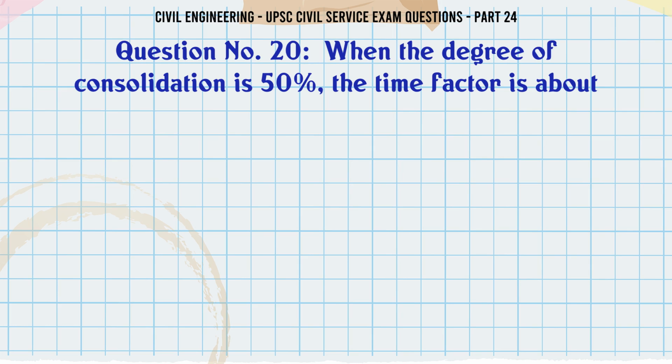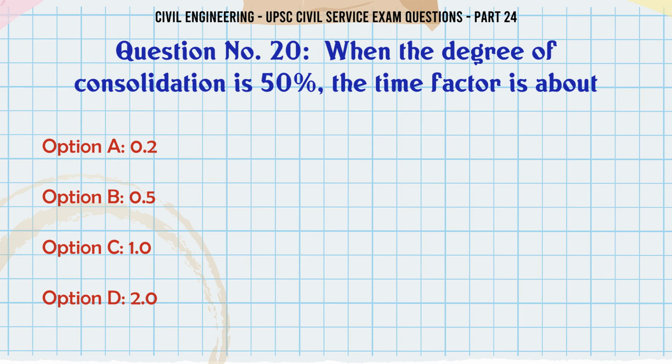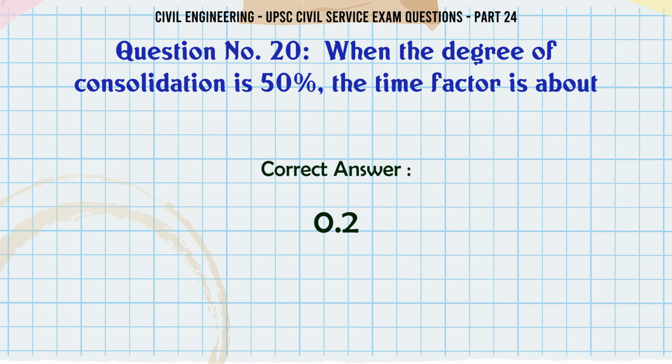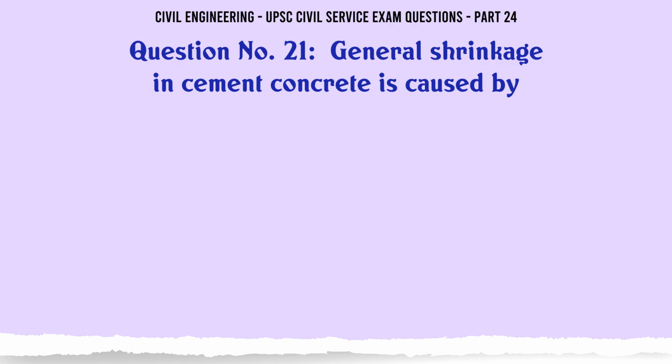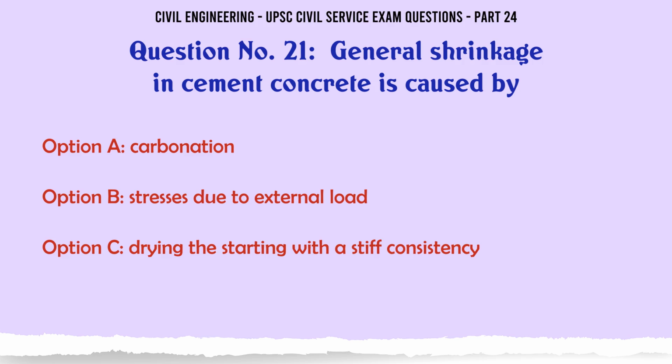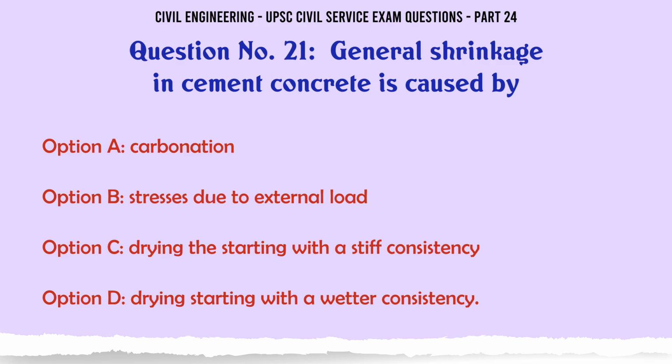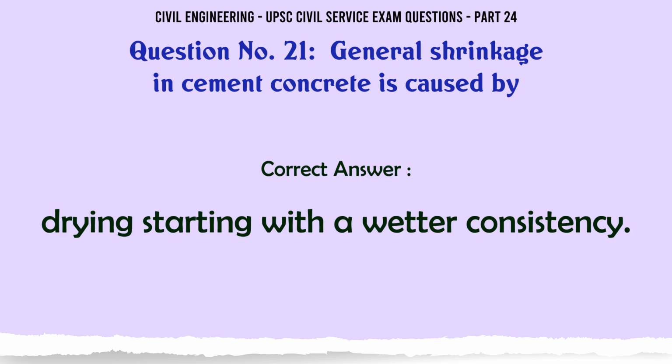When the degree of consolidation is 50%, the time factor is about A. 0.2, B. 0.5, C. 1.0, D. 2.0. The correct answer is 0.2. General shrinkage in cement concrete is caused by A. Carbonation, B. Stresses due to external load, C. Drying starting with a stiff consistency, D. Drying starting with a wetter consistency. The correct answer is drying starting with a wetter consistency.